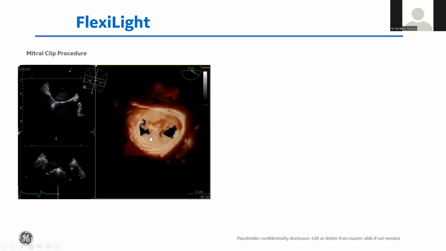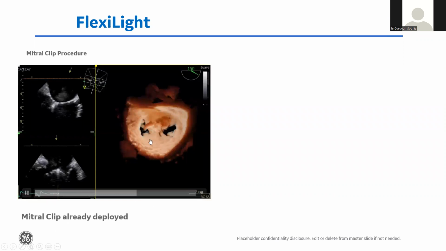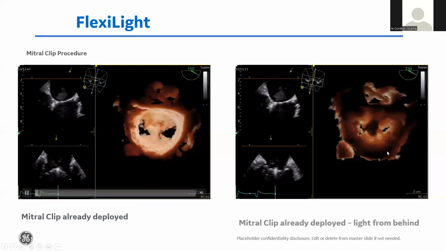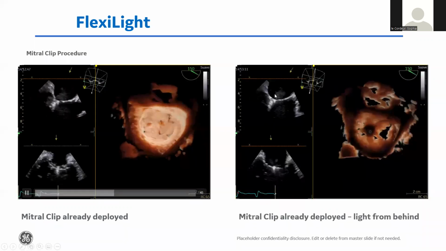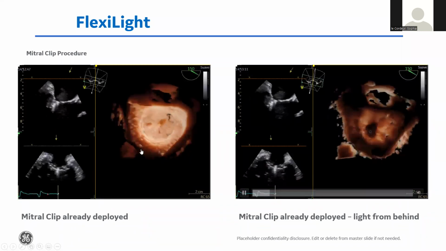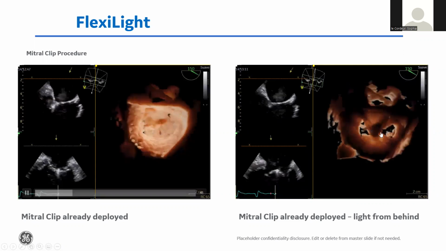You can position it, for example, here, we are doing a mitral valve clip procedure, and you can see the light source is being placed here inside the left atrium. On the right, it is placed inside the left ventricle. We are looking from the atrial side on both views. Both views are exactly identical. It's just the position of the light source that has changed.